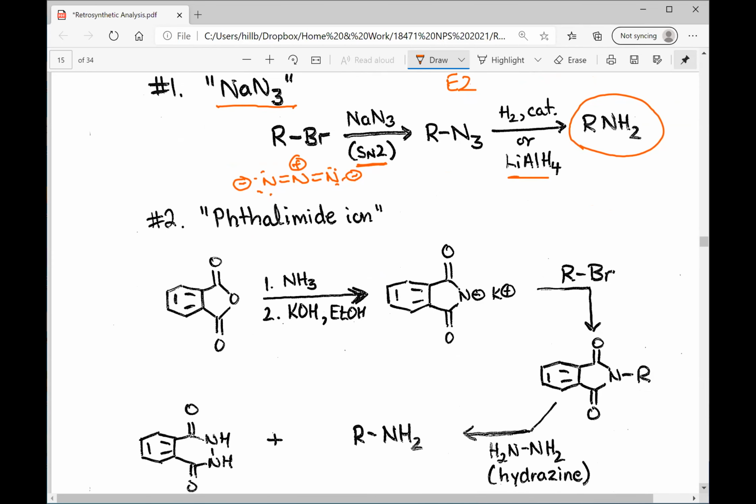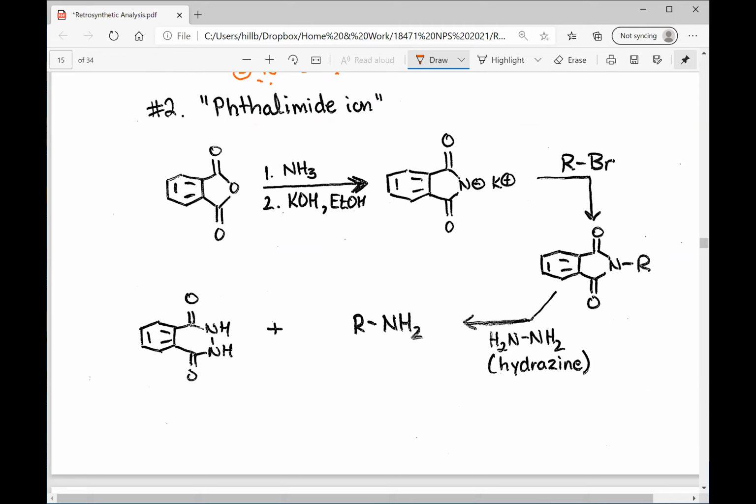The other way, the classical version, is using this ion here. I don't even know how to pronounce it properly, so I'm not going to. It's what I would call a pretty soft nucleophile. You've got nitrogen with a minus, but it's resonance stabilized, and this is actually an SN2 type reaction as well. So same sort of limitation.